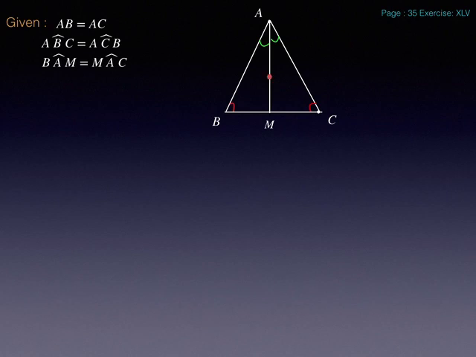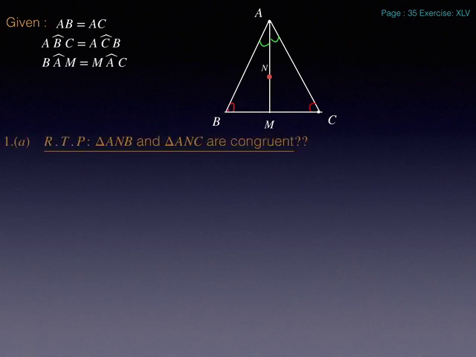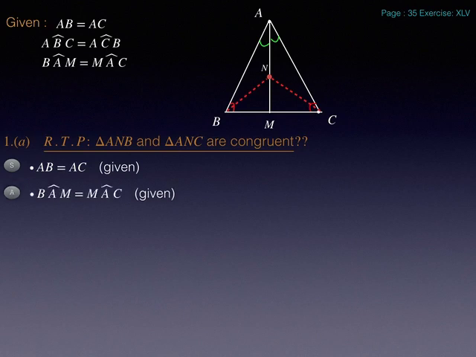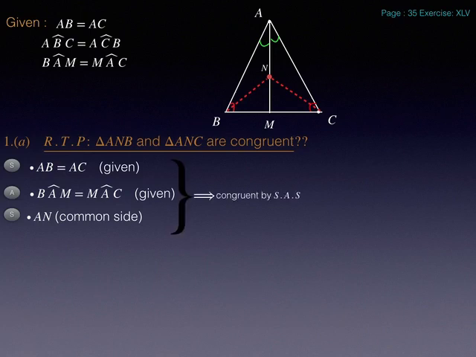In part 1 it says, let N be any point of side AM, so we just place N, any point of the side AM. The first question, A, requires us to prove the two triangles ANB and ANC are congruent. The first information we have is that the two sides AB equal AC, given. Also the two angles BAM and MAC are given equal, and side AN is the common side between the two angles. So we can conclude that the two triangles are congruent by side angle side.